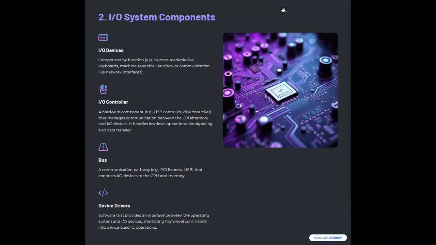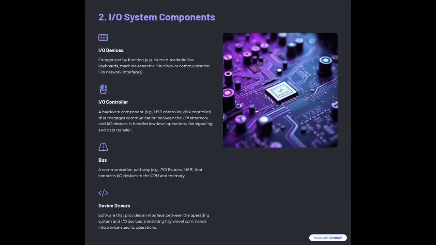Today I would like to talk about the input-output system components. I/O devices are categorized by function. For example, human readable like keyboards, machine readable like disks, or communication like network interfaces. We have the I/O controller, a hardware component, for example a USB controller or disk controller, that manages communication between the CPU or the memory and I/O devices. It handles low-level operations like signaling and data transfer.